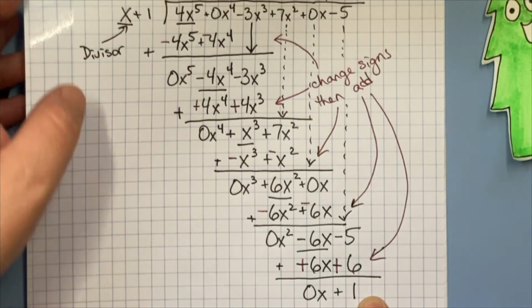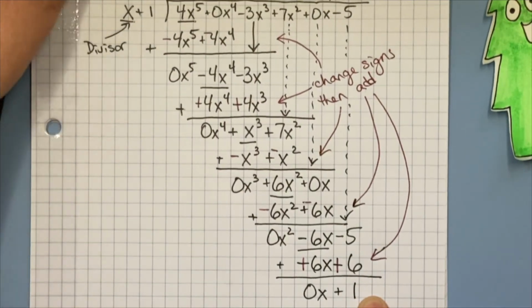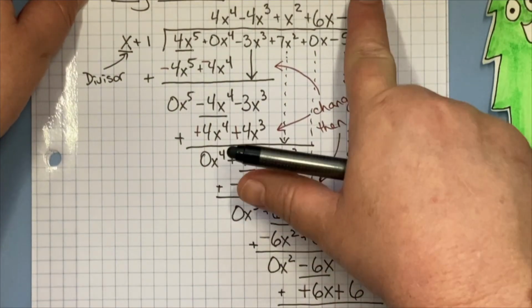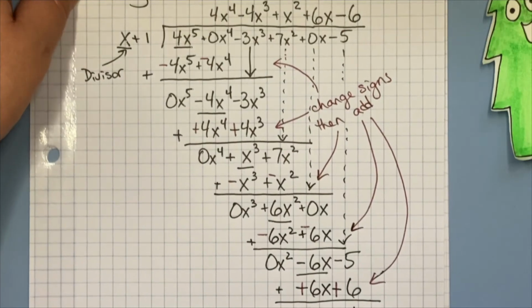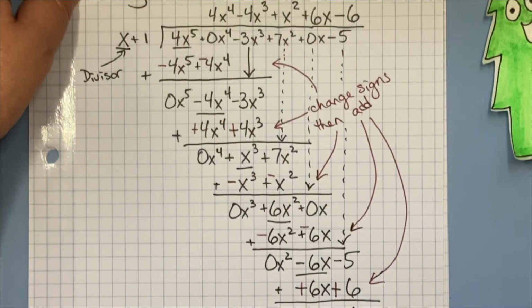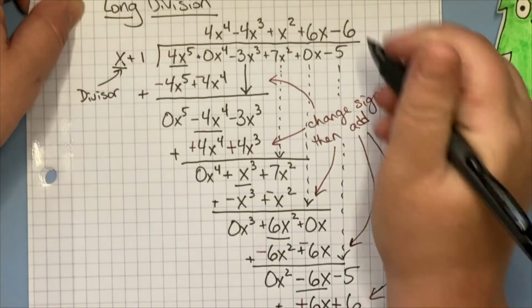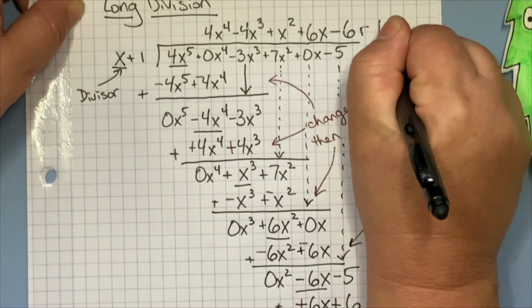So we're done. How would you also know that? Well, you'd also notice that because we've run out of things to bring down. We don't do decimals in polynomials. There's no decimal polynomial form. So once you run out of terms to bring down, you're done. That's it. We've got a remainder of 1.